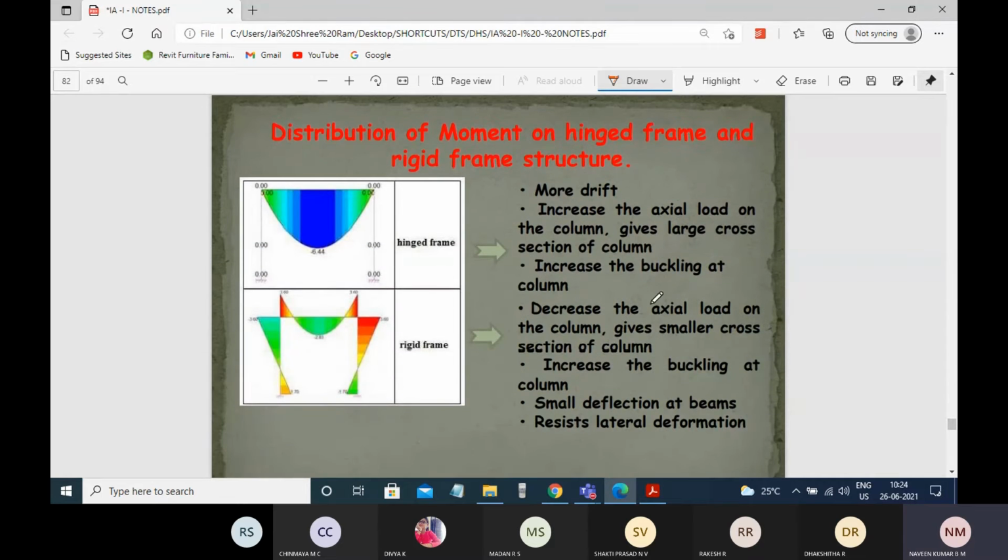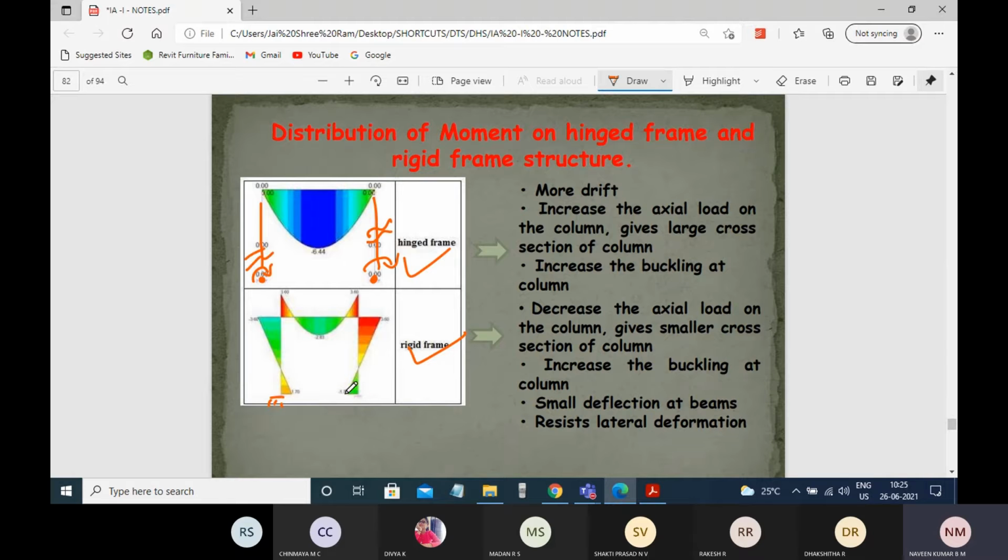So this is the typical bending moment diagram for hinge frame and rigid frame. For rigid frame, it will be something like this. In hinge frame, you will have the hinge support where you can see the rotation over here, the rotation over here. You cannot expect any bending moment over here.